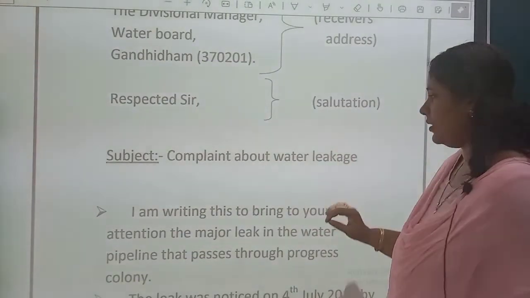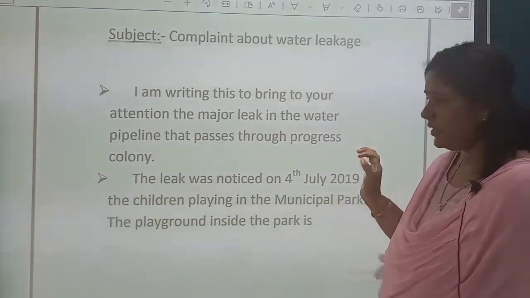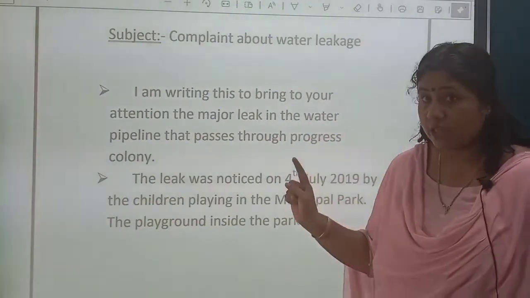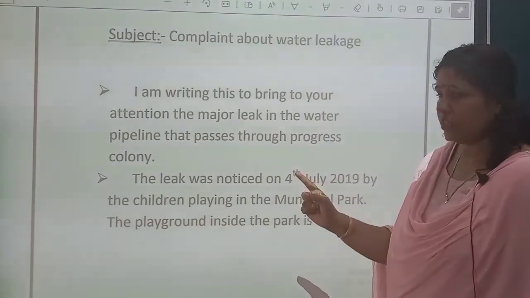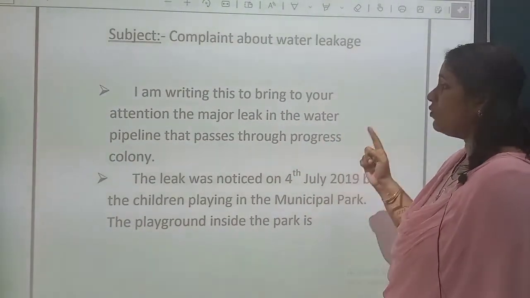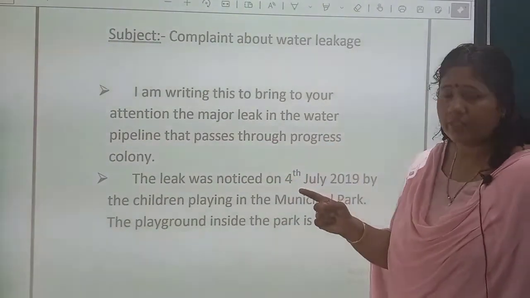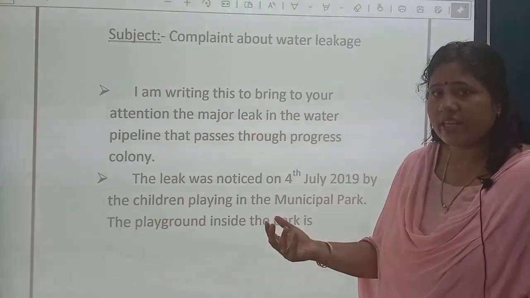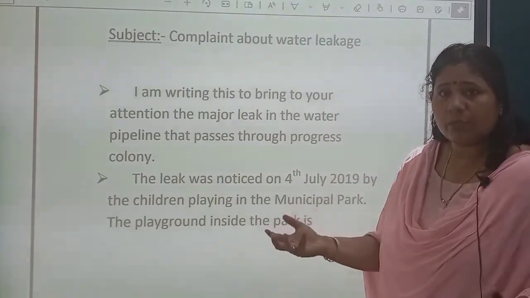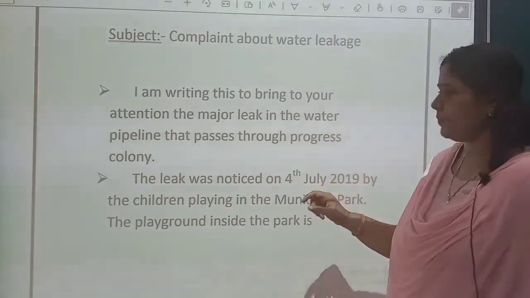So now comes the body part. This one is the introduction part. I am writing this to bring to your attention the major leak in the water pipeline that passes through Progress Colony, which is a residential area. Many people are disturbed due to the leakage of the pipeline. So this is the introduction part.